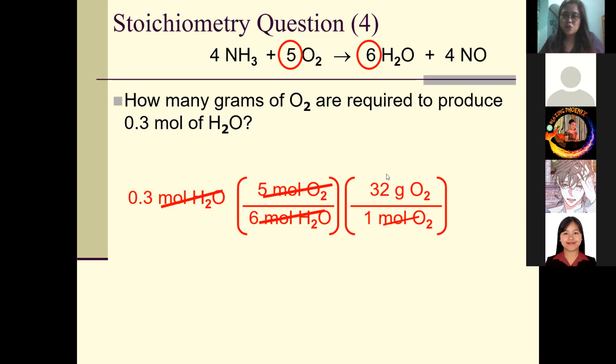Kaya di ba 16 times 2? That's 32. Duha man ni O2. So, 16 plus 16, it's 32. So, that's the time we can cancel the moles of oxygen. Ang mabilin nga mass kay grams ni oxygen. So, this is 0.3 times 5 times 32 divided by 6. So that is now 8 grams. The correct answer is 8 grams. So you need 8 grams of oxygen para makaproduce ka og 0.3 moles ni water.